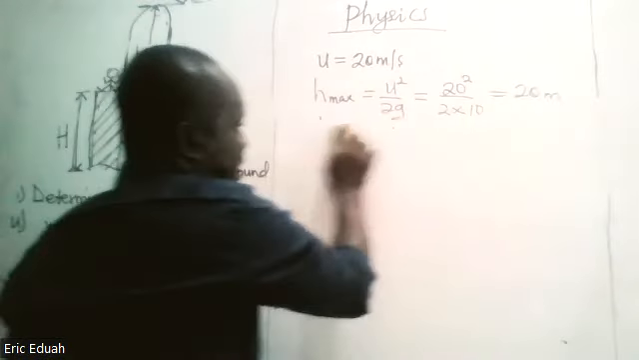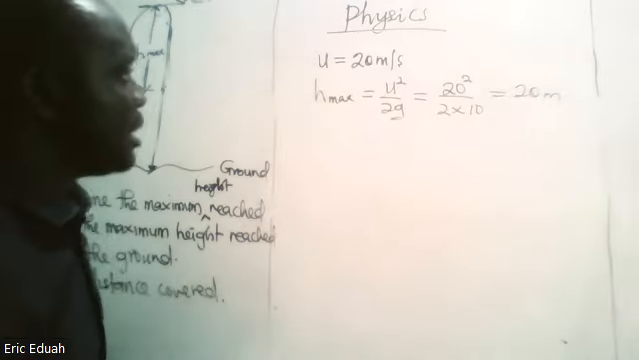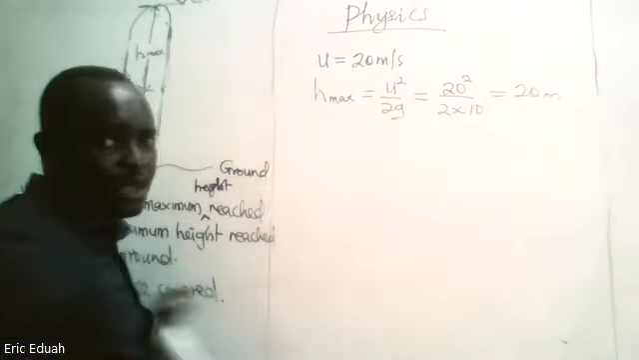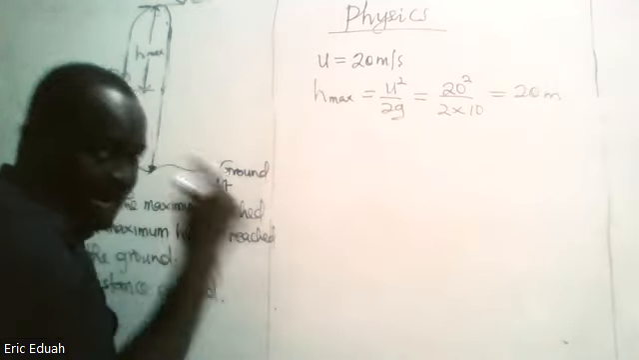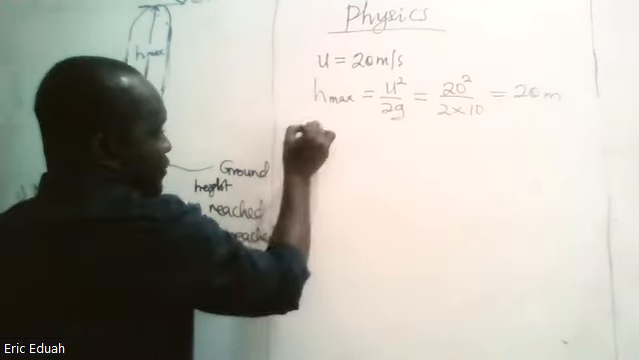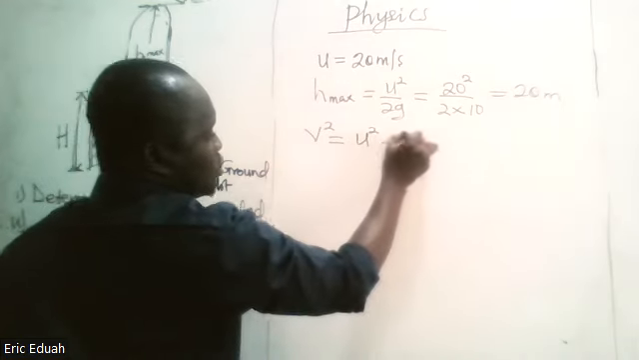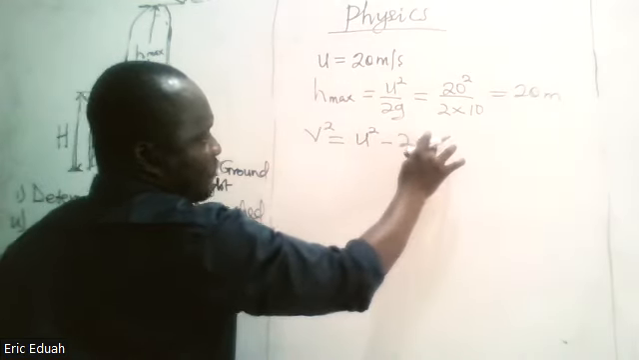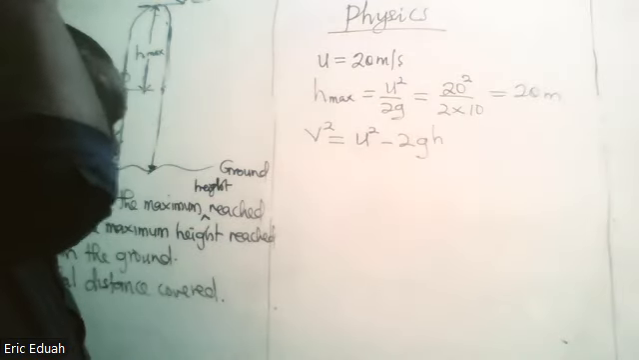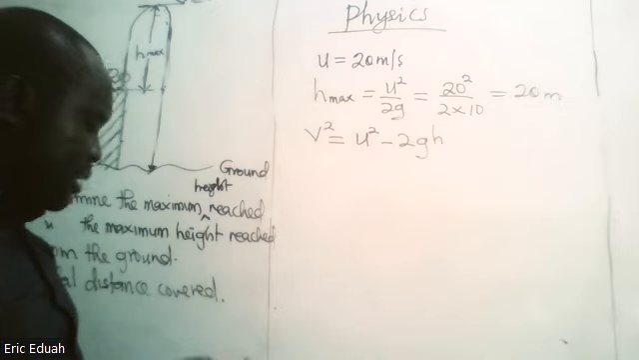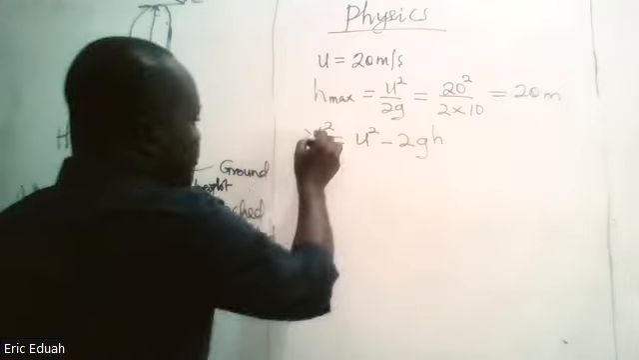give this explanation for the sake of those who missed out yesterday. Instead of using the standard formula, you can also use this equation of vertically upward motion: v squared is equal to u squared minus 2gh. Instead of s, we are using h for height. Now, the body is being projected vertically upward, so when it gets to the maximum height, v will be 0.